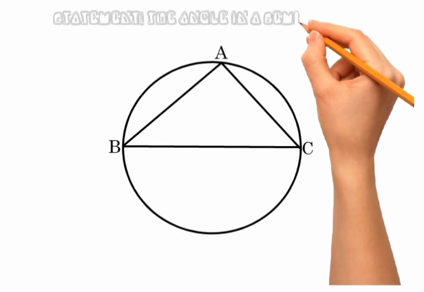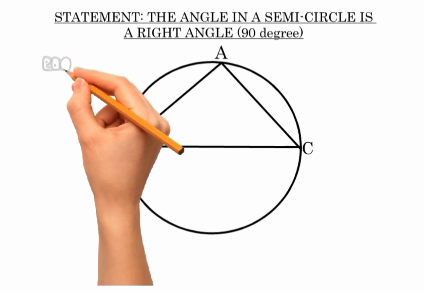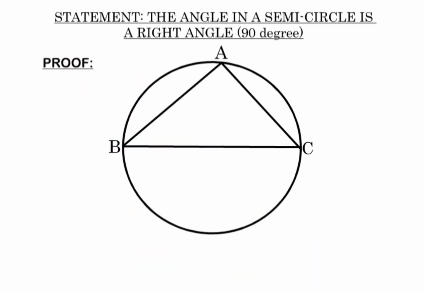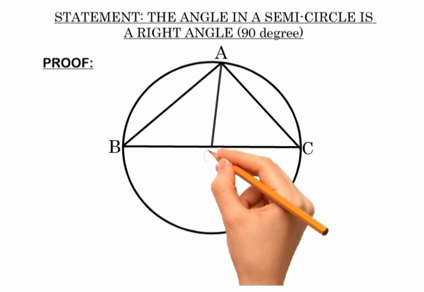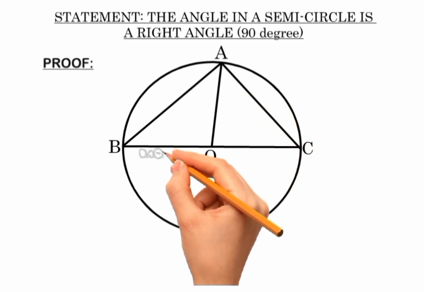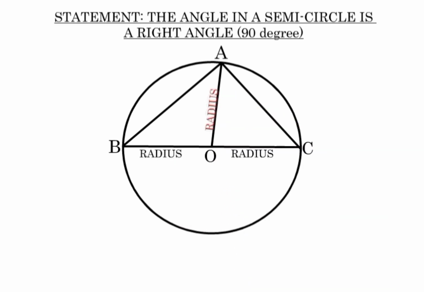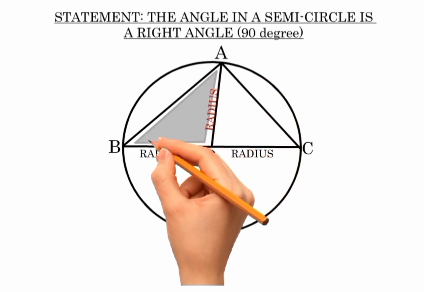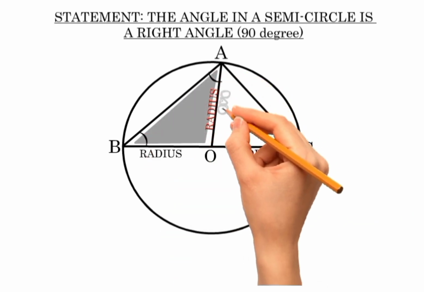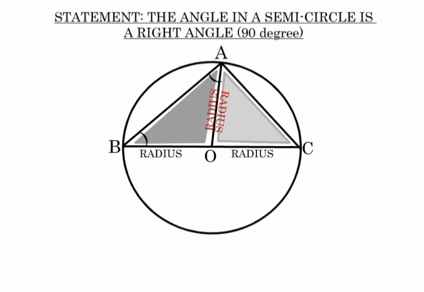Here, we want to prove a theorem which states that the angle in a semicircle is 90 degrees. Let's get started by joining angle A to the center of the circle. Take the radii into consideration. Each triangle becomes an isosceles triangle since they have equal sides. And don't forget that the base angles are also equal.